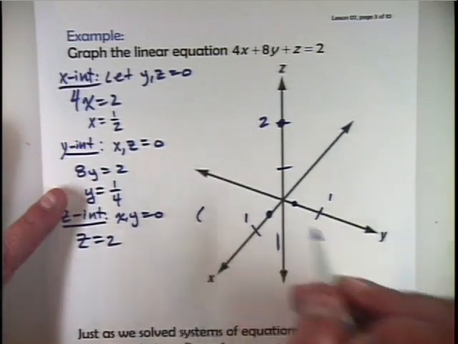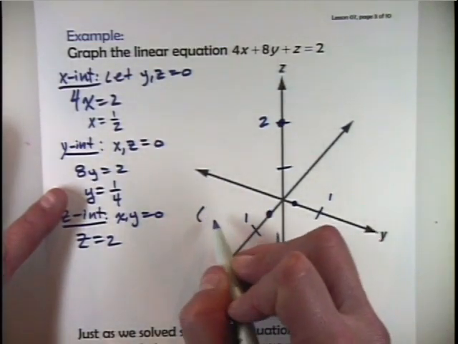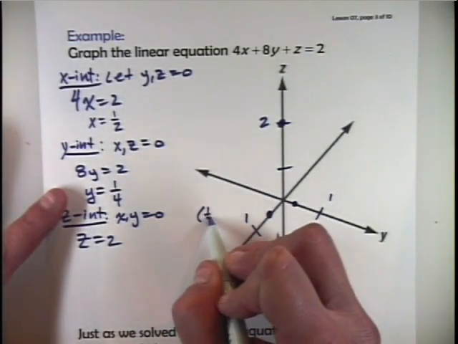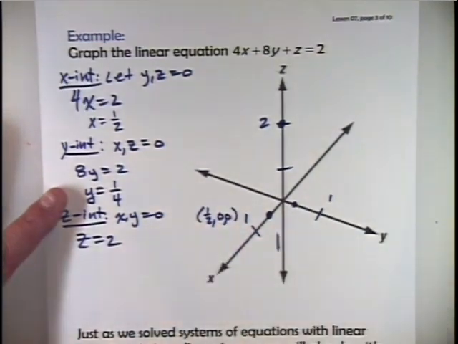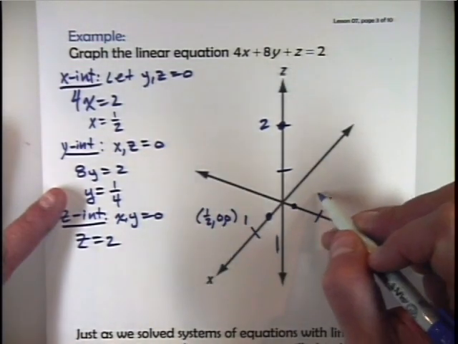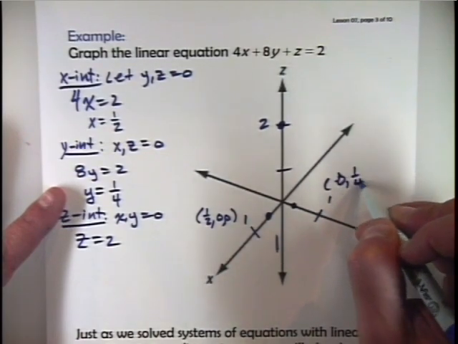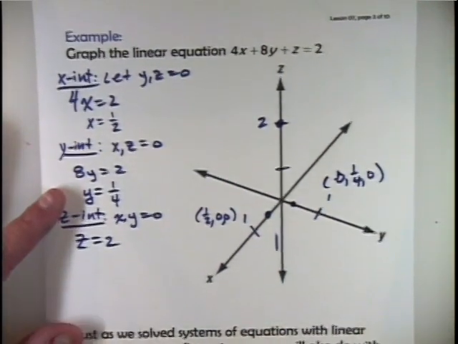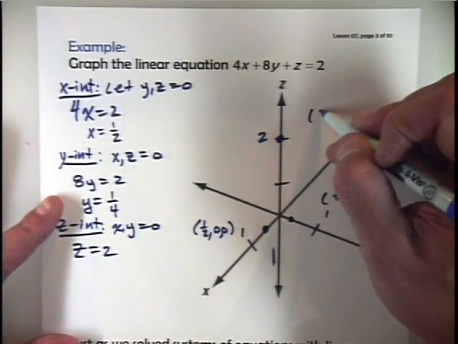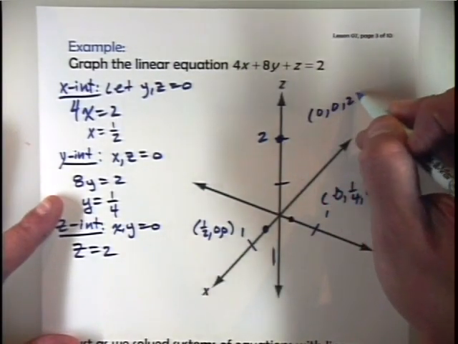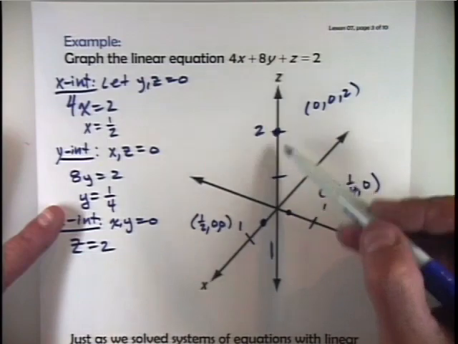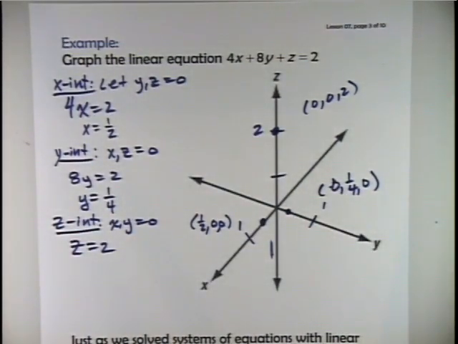The first one I found was the x-intercept. So that was the point 1/2, comma 0, 0, as an ordered triple. This point here, the y-intercept, was the point 0, comma 1/4, comma 0. And then finally, the z-intercept was the point 0, comma 0, comma 2. Now, I have 3 points that lie on different planes. Those actually define a plane.